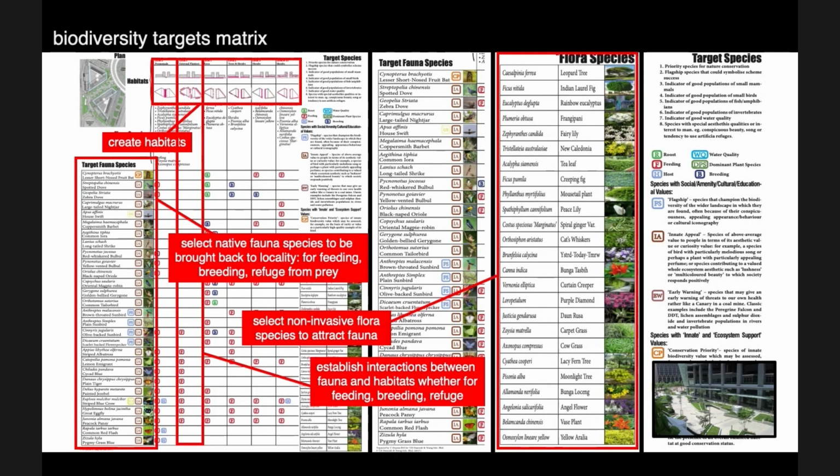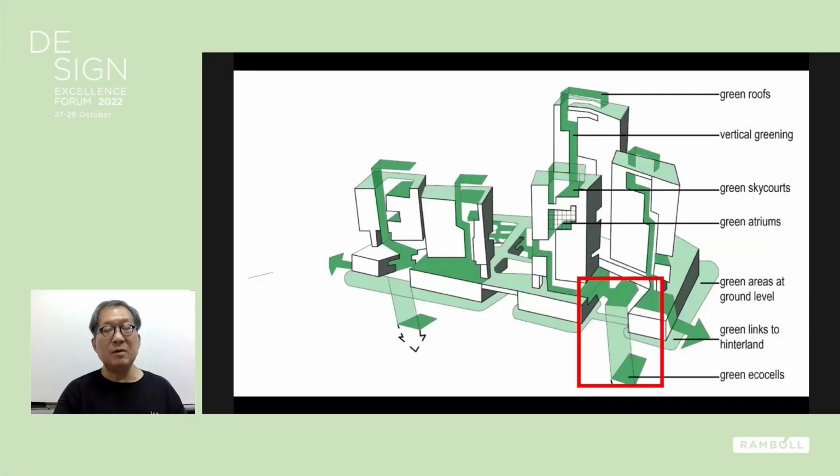in the red rectangle. And then from this, we use this as a basis for designing the landscape aspects and the habitats of the project. One of the devices we use in this building is what we call the EcoCell. EcoCell is a linked vegetation ramp that starts from the ground floor or the third floor of this project.